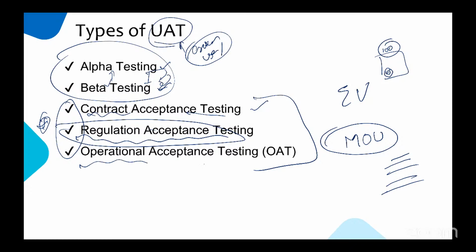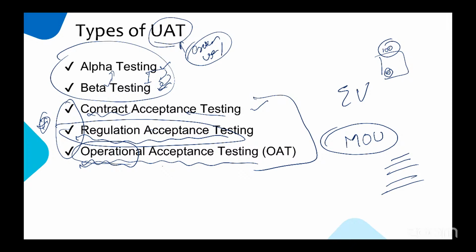And then comes the OAT, operational acceptance testing. This is again focused mainly on backups, recovery, user management, all from an operational point of view. These testings are done. So these are all the types of UAT testing. What is most important is alpha testing and beta testing.